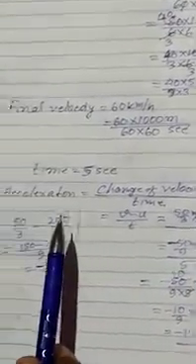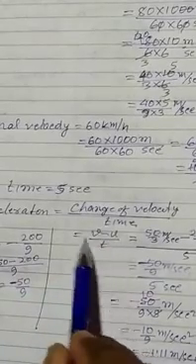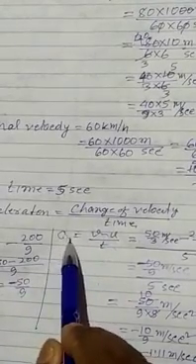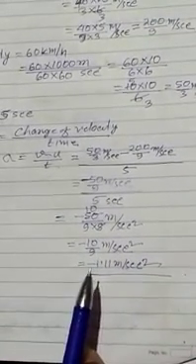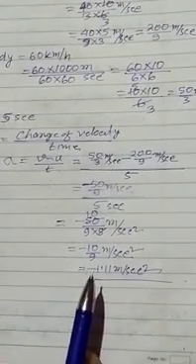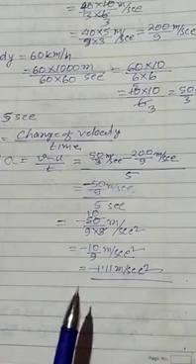Acceleration equals change of velocity divided by time. A equals v minus u divided by t. So the change of velocity divided by time; ultimately the minus sign represents that the speed decreases.